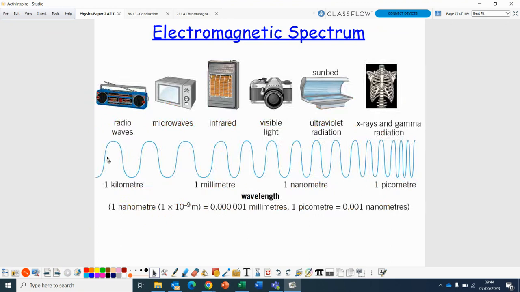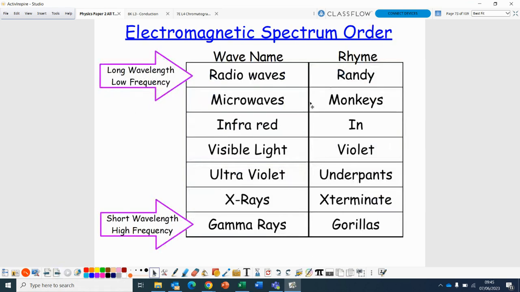So you need to know them in order: radio waves, microwaves, infrared, visible light, ultraviolet, X-rays, and gamma rays. These are the long end. This is the shorter end. I did give you a mnemonic to remember it. Random monkeys in violet underpants exterminate gorillas. Remember, long wavelength, low frequency, short wavelength, high frequency.